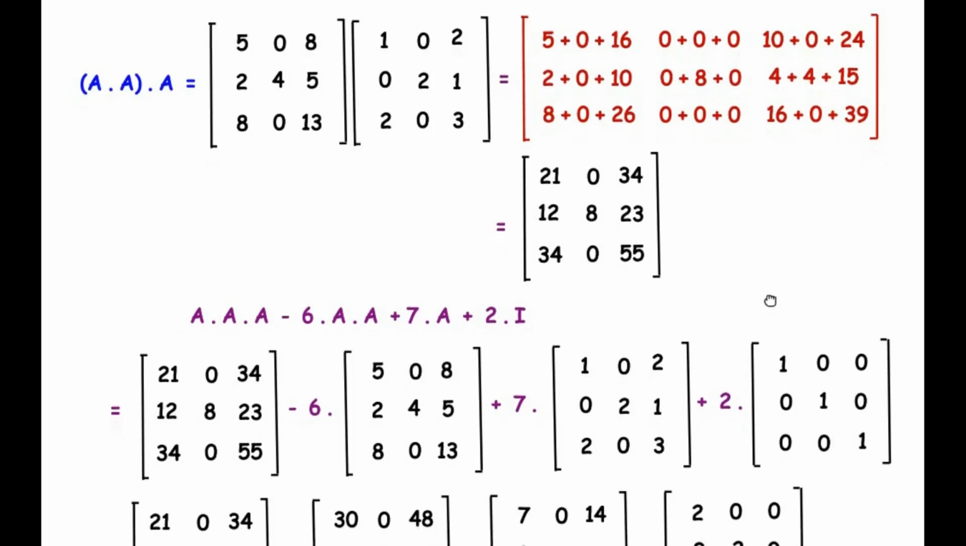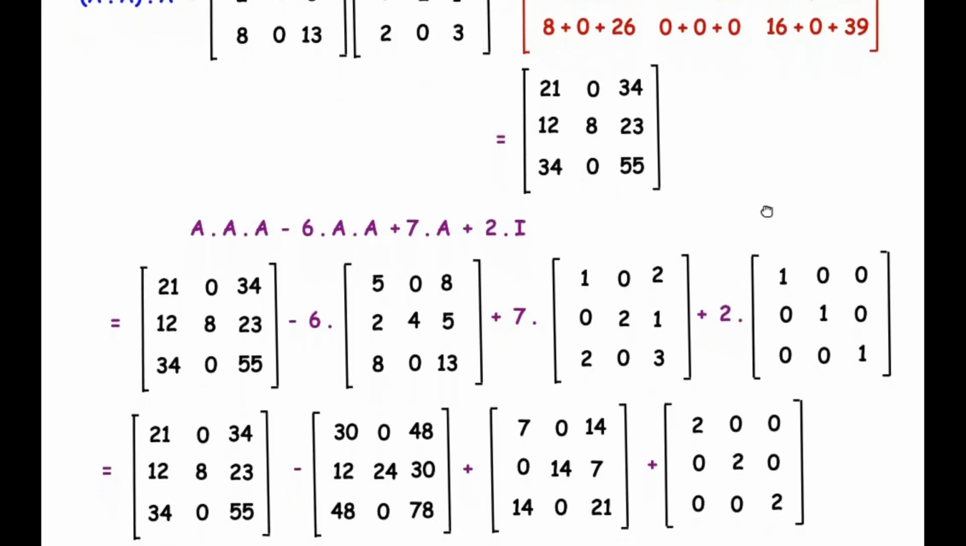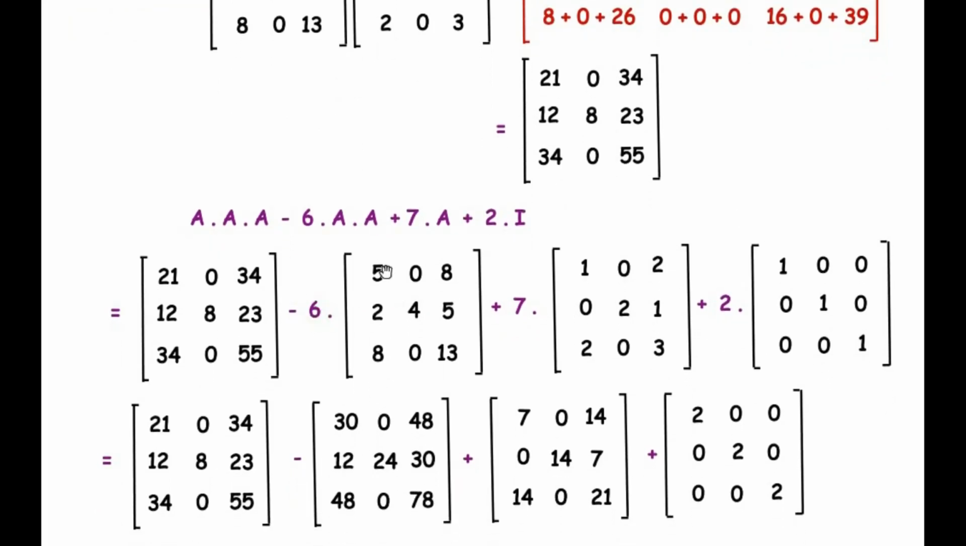Now here we are going to simplify it a bit further. That is, we are going to multiply the scalar quantities with the matrices. So here in the second matrix, you can see each element of this matrix is multiplied by 6. 7 has multiplied each element of this matrix, and 2 has got multiplied with each element of the identity matrix. Now let us perform the subtraction and addition operation of these 4.